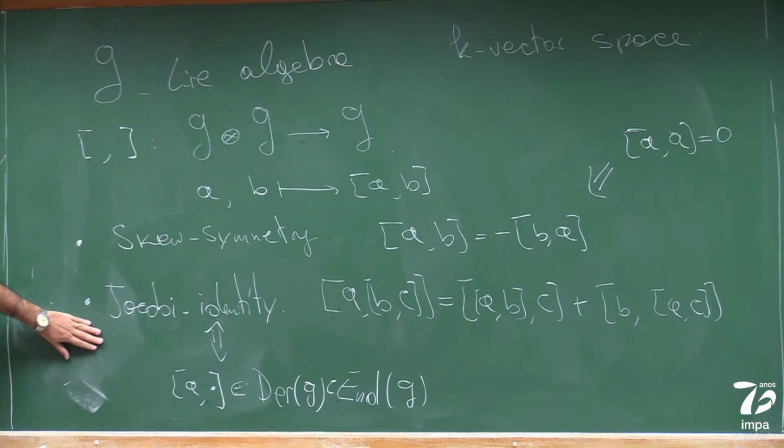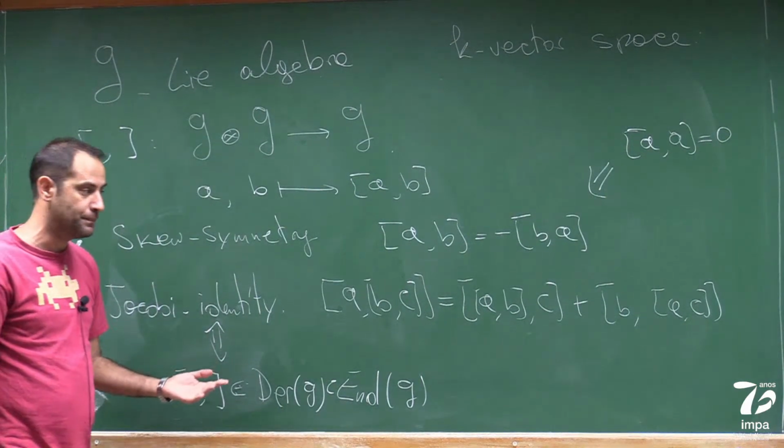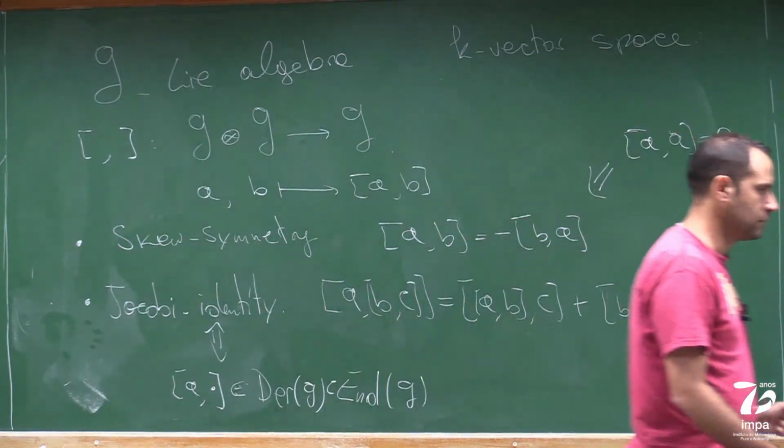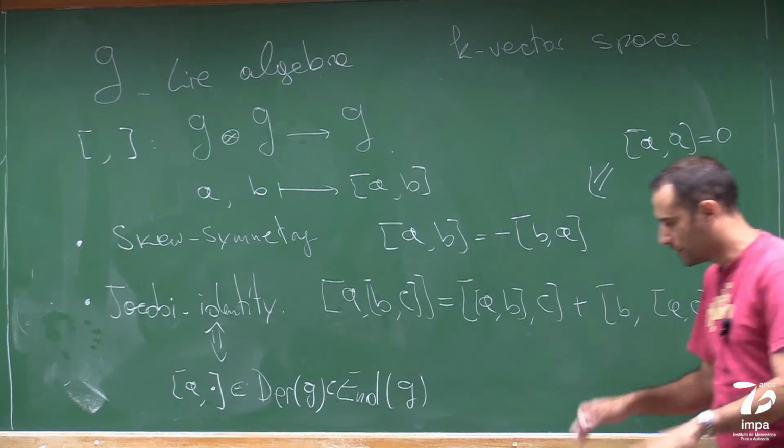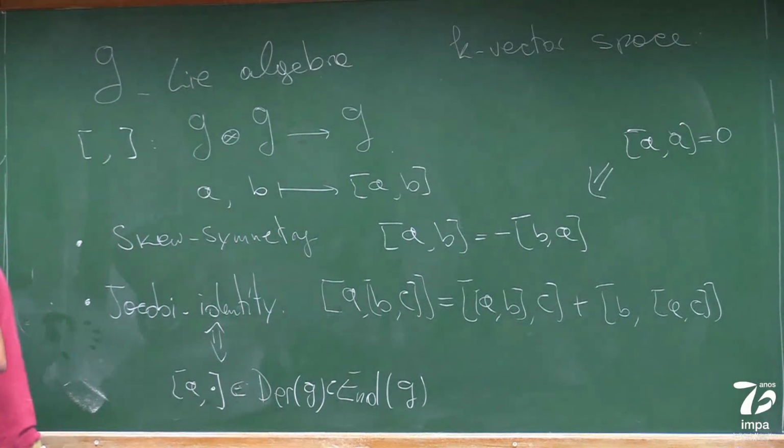And again, if the characteristic of the field is 3, you might want to add an extra condition. So if you took, well, let's not get there.